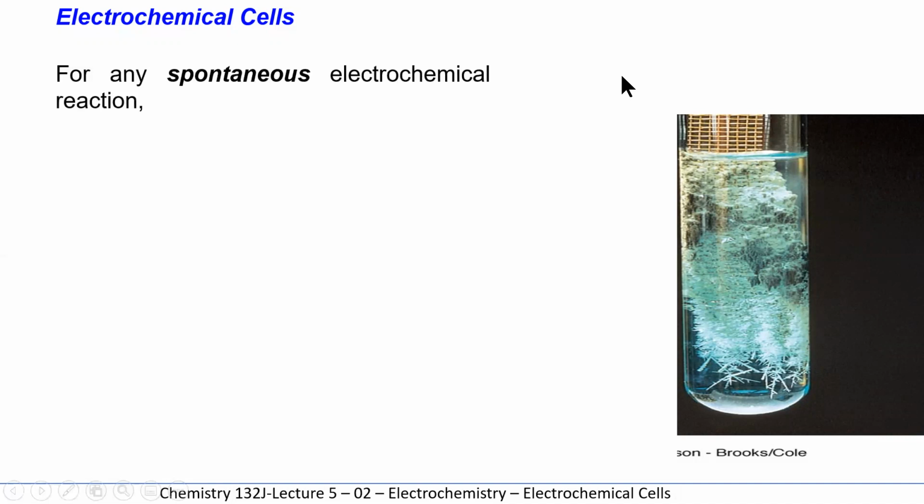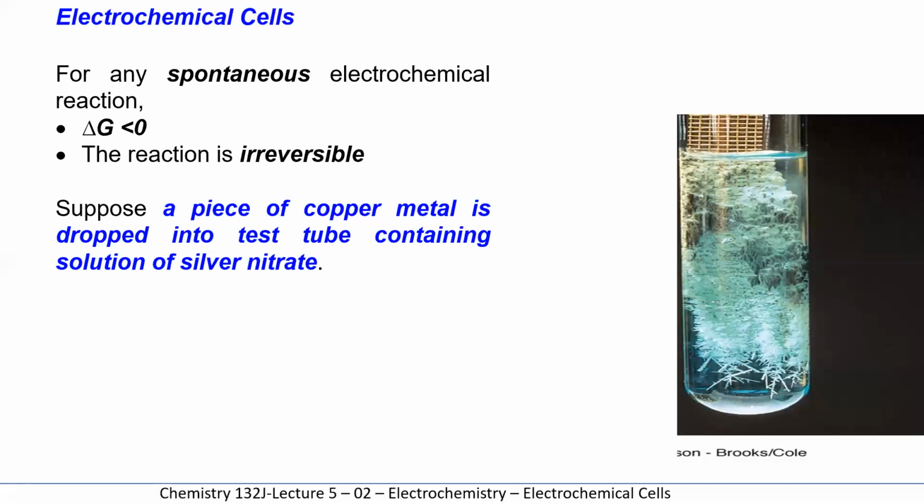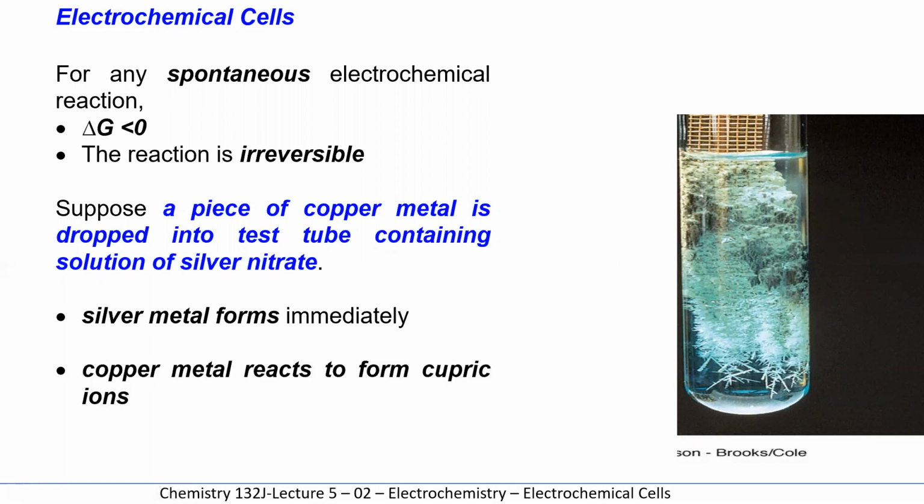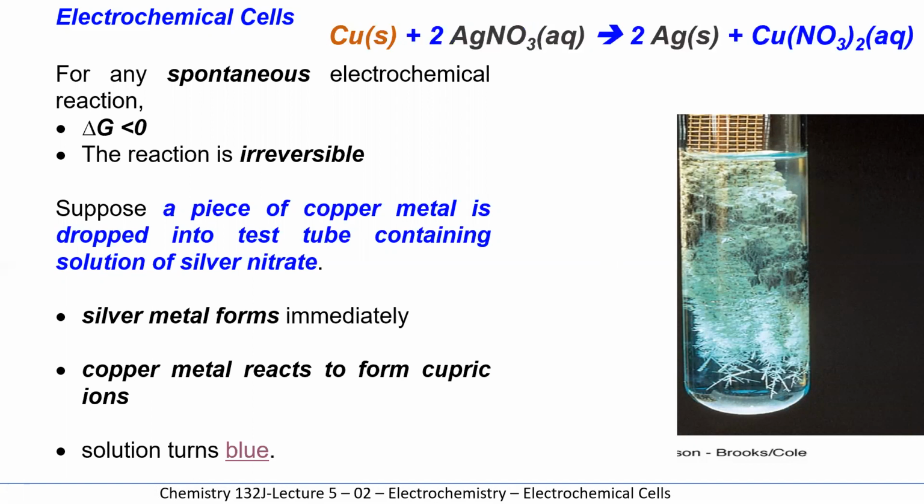So, for any spontaneous electrochemical reaction, we know that the delta G must be less than 0. The reaction is irreversible. Now, suppose we took a piece of copper metal and we dropped it in a test tube containing silver nitrate. Silver metal will form immediately, and the copper reacts to form cupric ions. So we're going to take a look at this in detail.